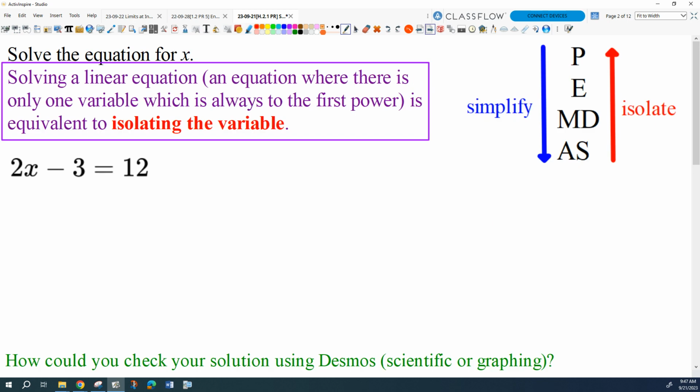Okay, so let's start simple. We're going to solve this equation for x. You guys can all do this, it's no big deal. You can all do this.